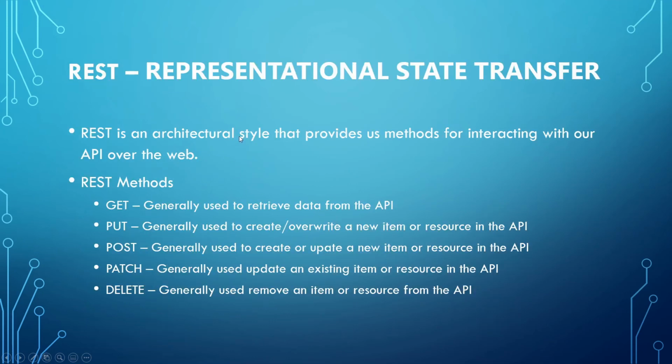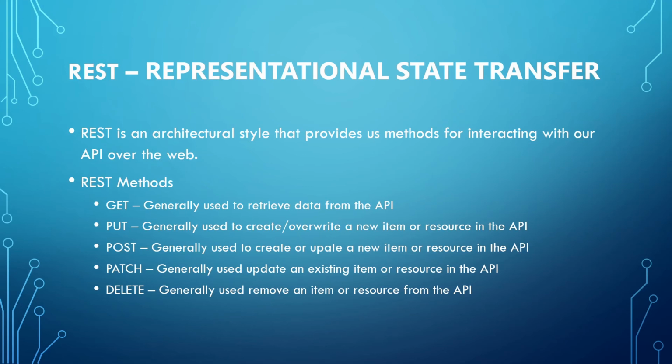Now, the way we're going to talk to our API is with REST methods. So REST is an acronym for Representational State Transfer. Now, this is basically an architectural style that provides methods for us to interact with our API. And these methods are get, put, post, patch, and delete. Now, each of these methods is basically another way you can call your API, and they're generally used for specific purposes. So a get is what web browsers use most of the time to get whatever they need to display on the screen for the user.